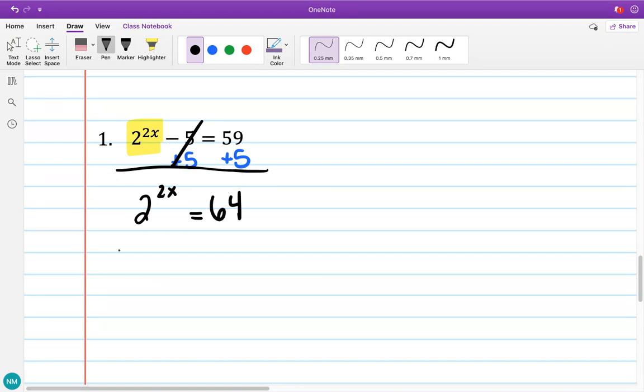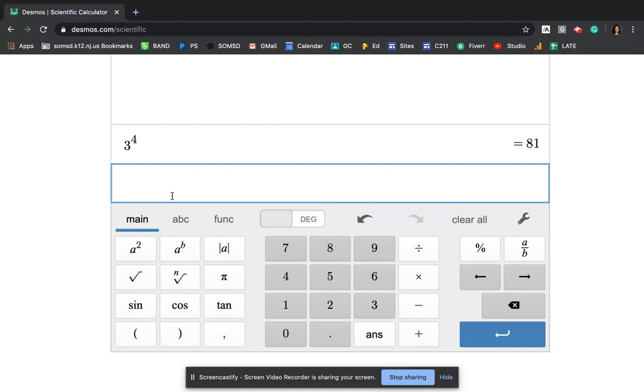Now I'm going to change it to logarithmic form. So I isolate it and then I change forms. So it's log, the base always stays the same, log base 2 of 64 equals 2x. Log base 2 of 64, you can technically use a calculator, but you could do this: 2 to what power equals 64? You can test some numbers out. So 2 to the 5th is 32. 2 to the 6th is 64.